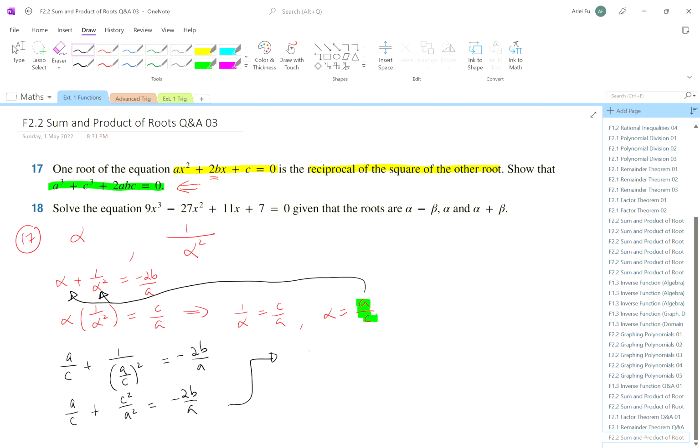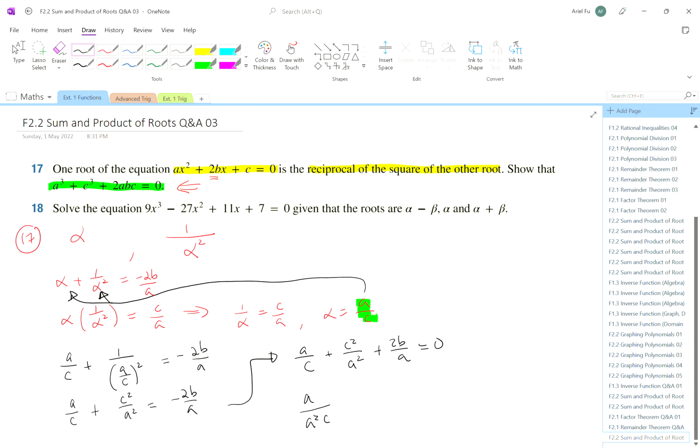Then I can move everything to one side, because in the result that I want to get to, one side is 0. So a on c plus c squared on a squared plus 2b on a has to be 0. And notice that there's no fraction in the result that you want to get, so I'm going to try and get rid of the fractions. The obvious way to do that is to make them all into the same common denominator. The common denominator is a squared c.